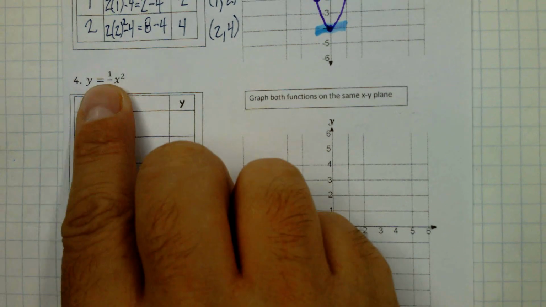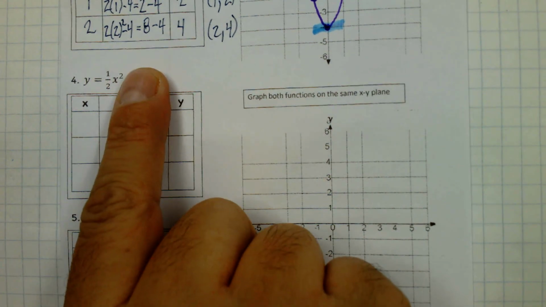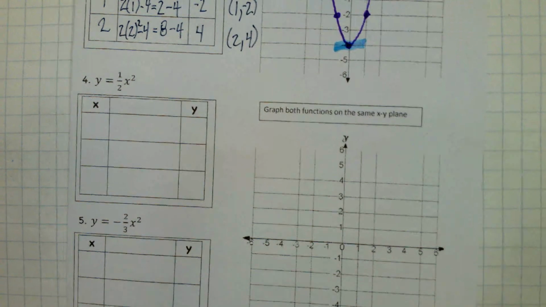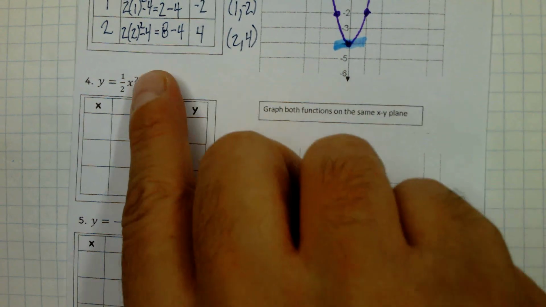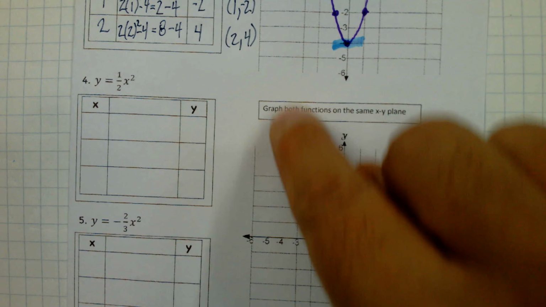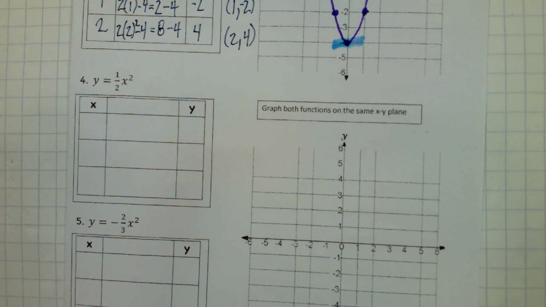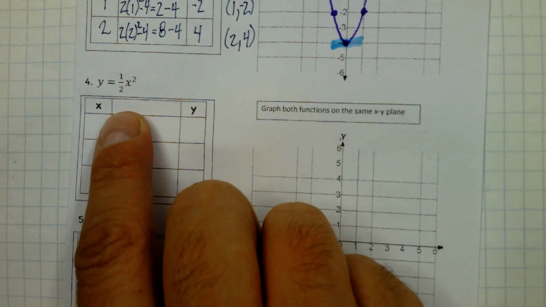Okay? Positive or negative number in front to see if it opens up or down. Am I adding or subtracting, which would shift it up or down? So it's positive, it'll open up. There's nothing being added or subtracted. It goes right through 0, 0. So it's going to do one of these. Okay? So you start getting an idea of what it should look like. All right. So now, the thing is, it is a fraction.